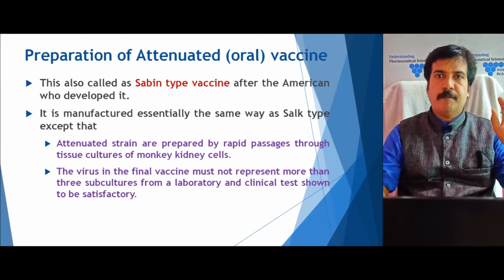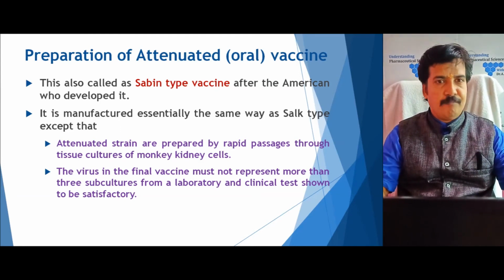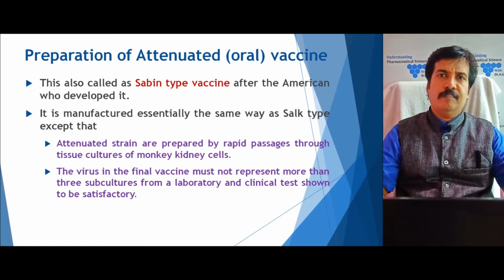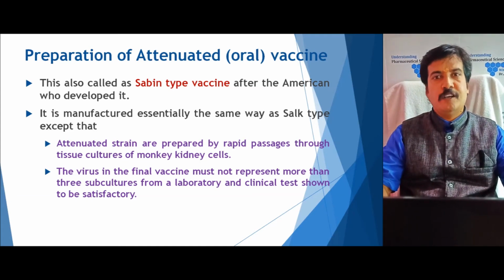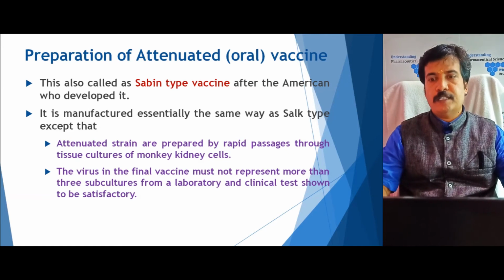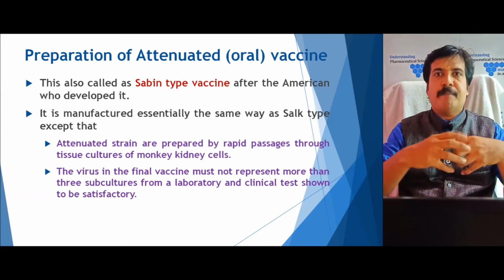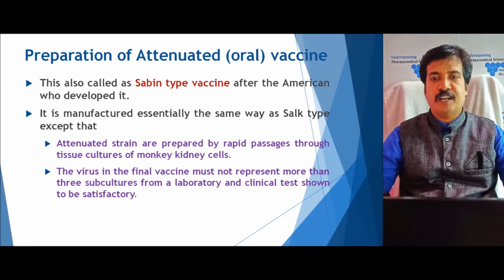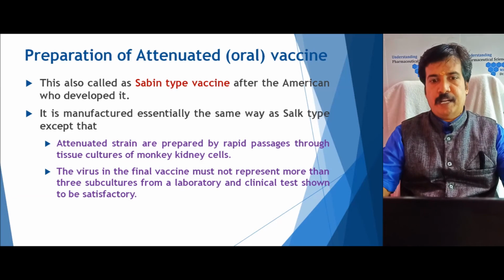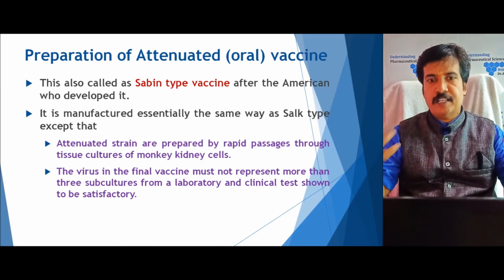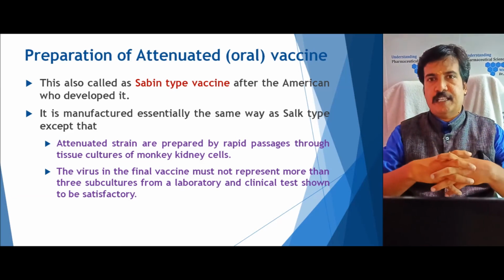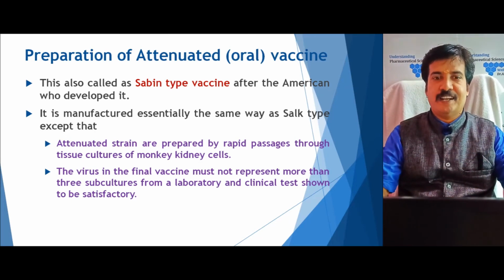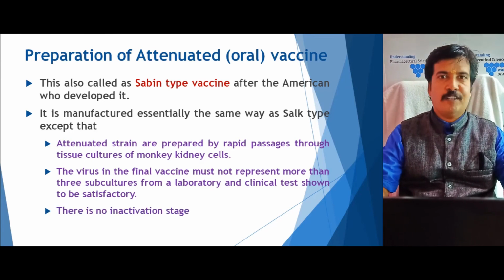In the Sabin type we will check whether there is any active virus present or not, whereas in this type, before we pool it and make a final vaccine, we get the 3 subcultures from a laboratory, and the clinical test should be done until satisfactory results are achieved, that is, it is attenuated and no living strain is present. That should be checked. Whereas in the other case we have to check only for the living strain.